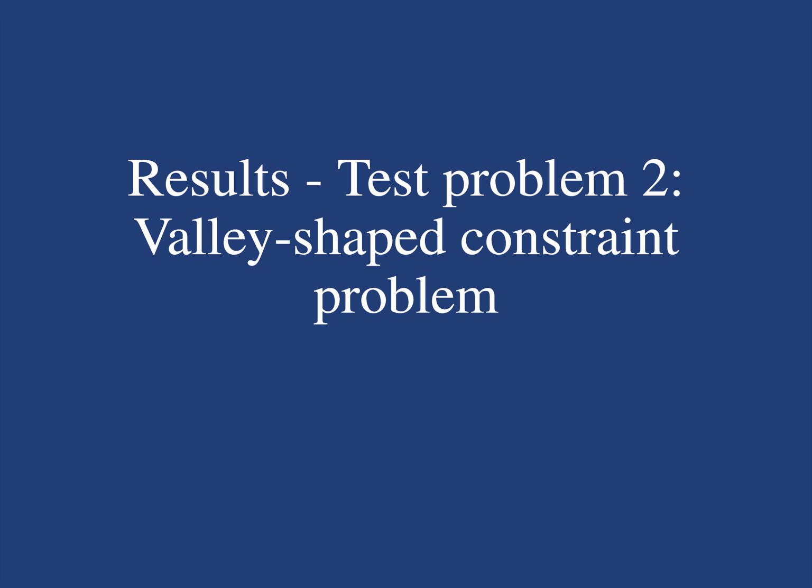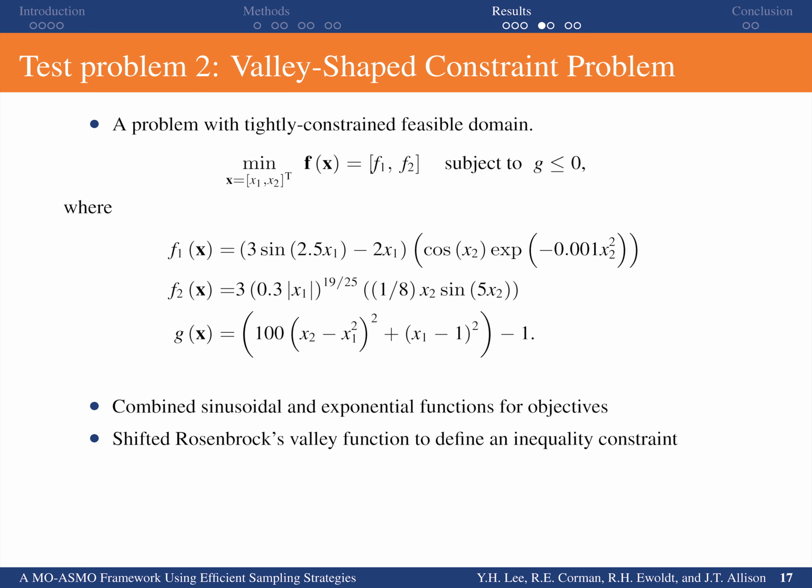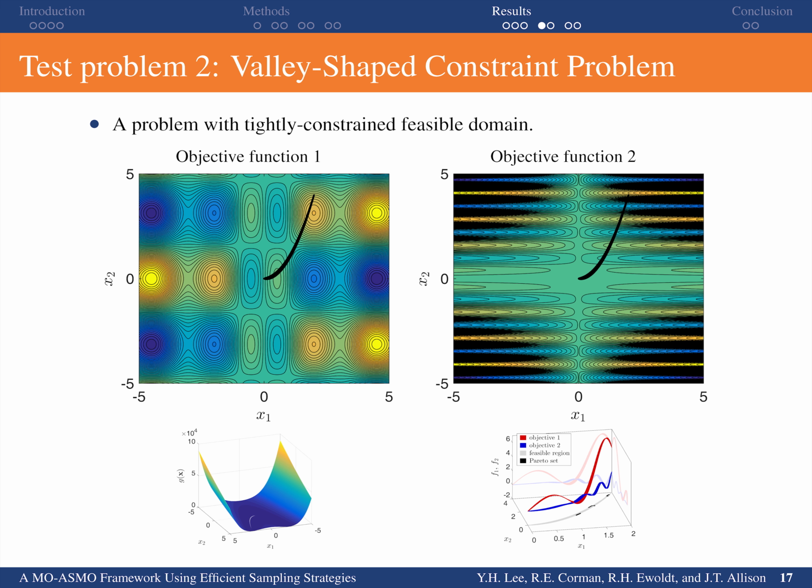Next one is the valley-shaped constraint problem. We developed a new test problem to test management of tightly constrained feasible domains. This problem has 2 design variables, 2 objective functions, and 1 very tight and challenging constraint function, all in algebraic forms. The objective function is highly oscillatory, as defined with the level sets in the top 2 figures.